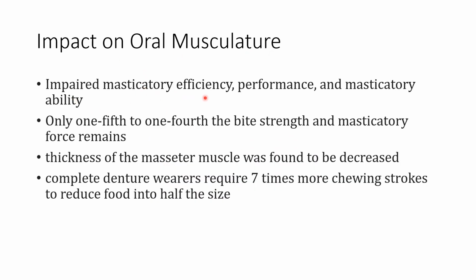What is the impact on oral musculature? You have an impaired masticatory efficiency. If you consider a person in whom all of the teeth have been removed, it has been found that only 1/5 to 1/4 of the bite strength and masticatory force remains. Similarly, the thickness of the masseter muscle, which is the most important muscle for mastication, is also found to be decreased. The masticatory ability is also affected. Complete denture wearers require 7 times more chewing strokes to reduce food to half the size when compared to the normal.